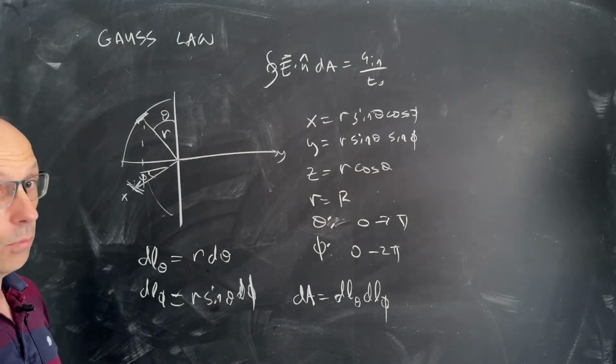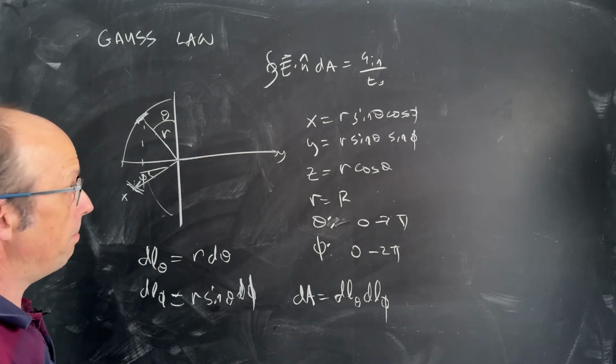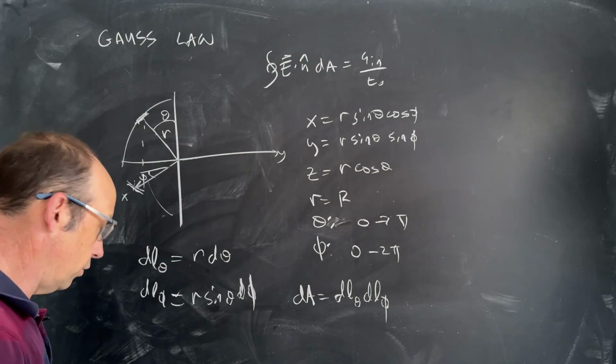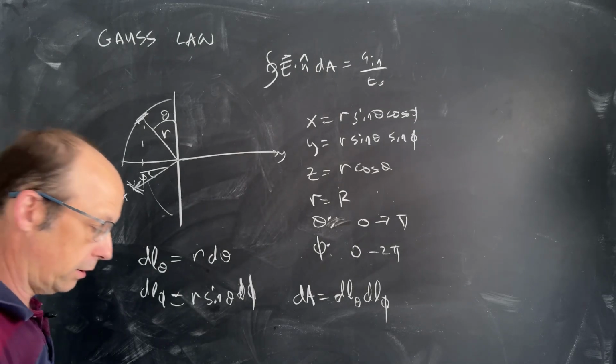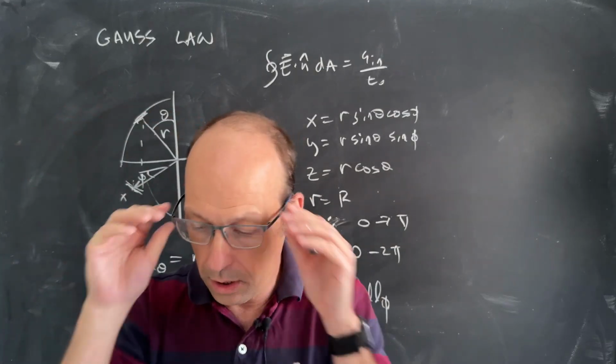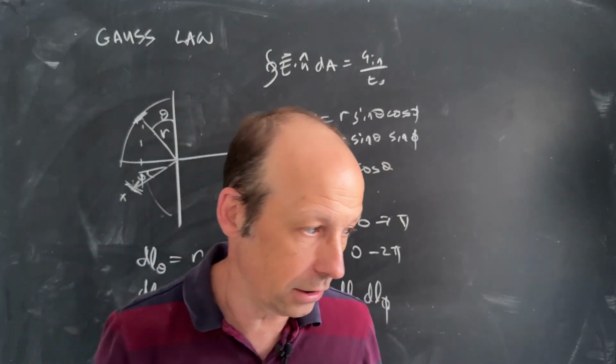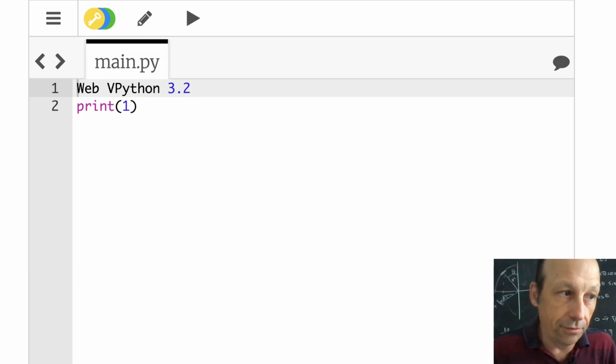Okay, we've got a bunch of work to do. So we're going to make our sphere first. Let's do that, and then we'll come back and calculate the electric field, and then we can calculate the flux. So here we go in Python. You know it's going to get serious because I took my glasses off. That means this is serious stuff.